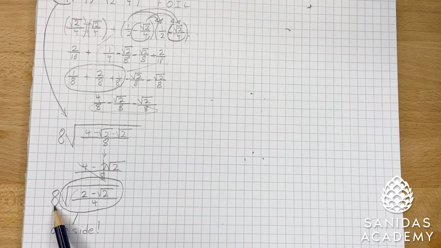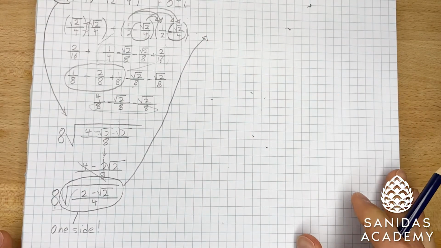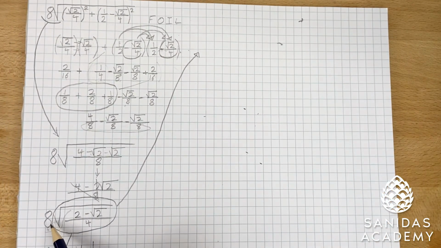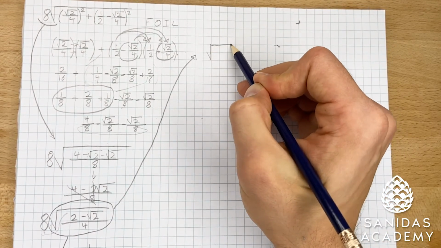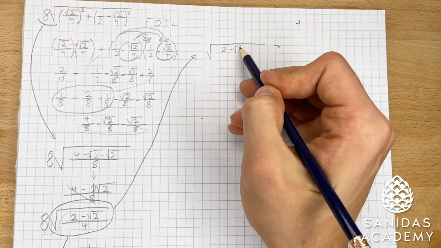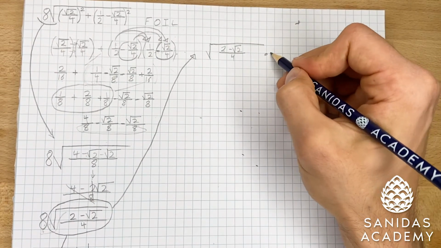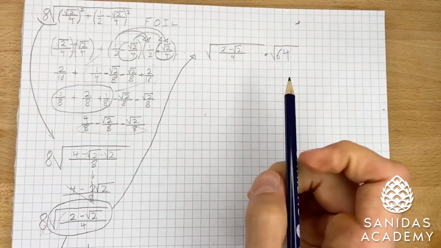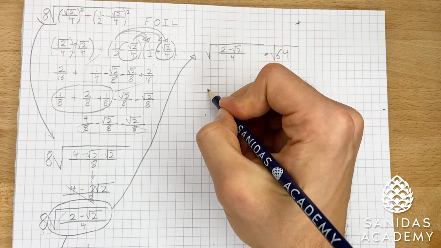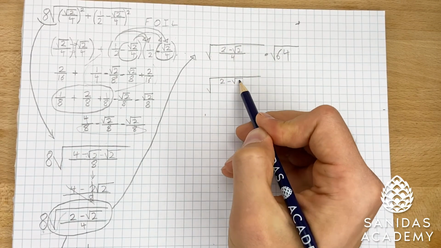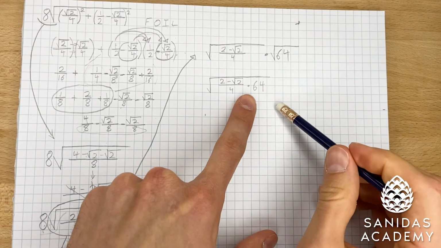Got that? So to multiply it by 8, we're going to use, let's bring this all the way up here, some of the rules for roots. So 8 is the same thing as the square root of 64. So we can actually say that the square root of 2 minus square root of 2 over 4, instead of being multiplied by 8, can be multiplied by the square root of 64. Now, because these are both rooted, and we have a multiplication symbol in there, we can actually put the 64 inside. So we have 2 minus square root of 2 over 4 times 64. And for this, I'm actually going to show it as a fraction.